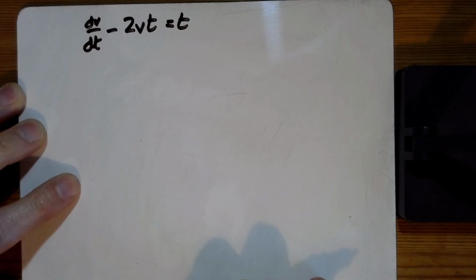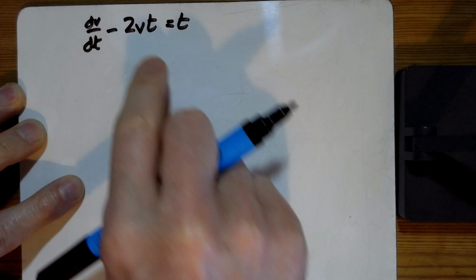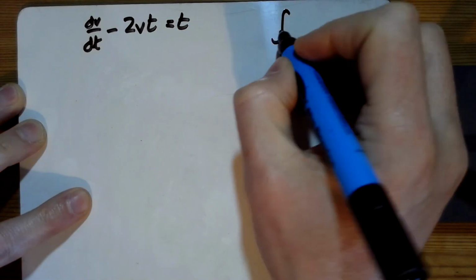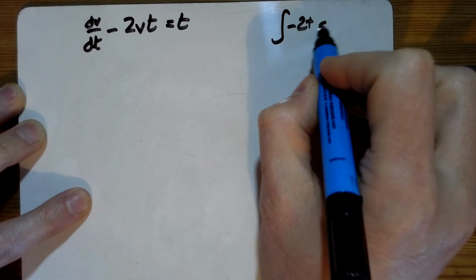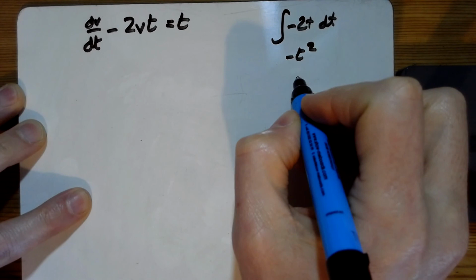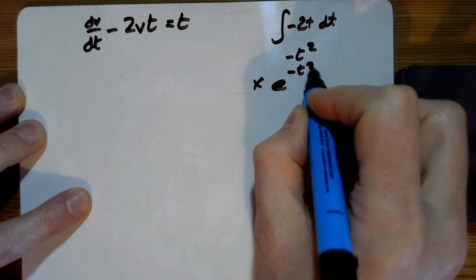So question 5, this is a further maths one because this isn't separable variables, is it? We need to think about the integrating factor. So the integrating factor, we're going to integrate minus 2t dt, so that goes to minus t squared, doesn't it? So we're going to times everything by e to the minus t squared.